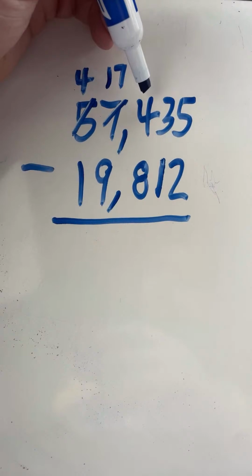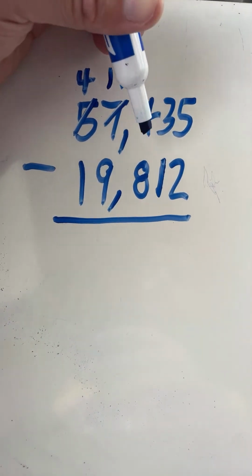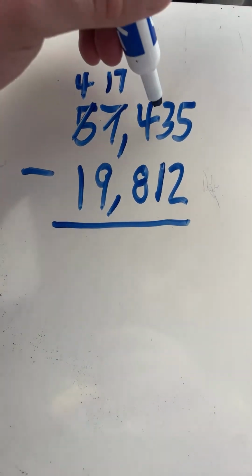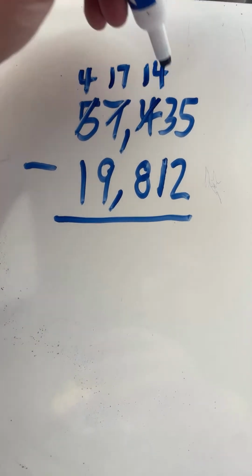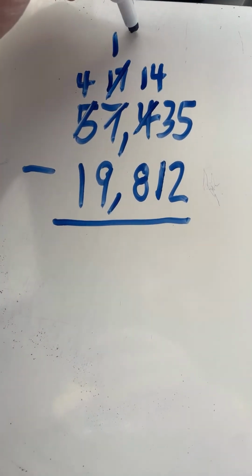Now you cannot start out with 4 and take away 8, so we're going to need to regroup here too. So the 4 is going to become a 14. 17, we have to take away 1, that's going to become a 16.